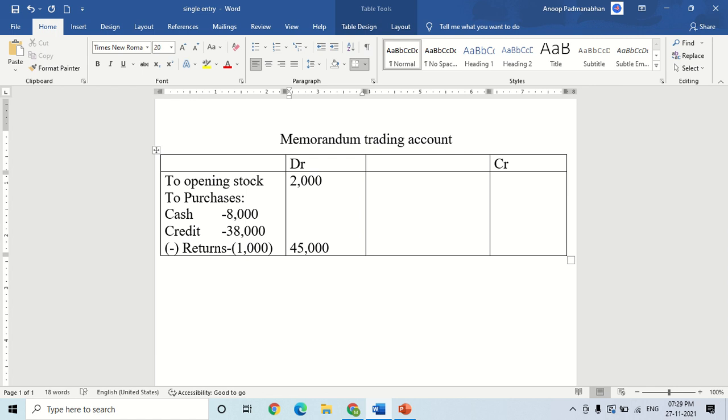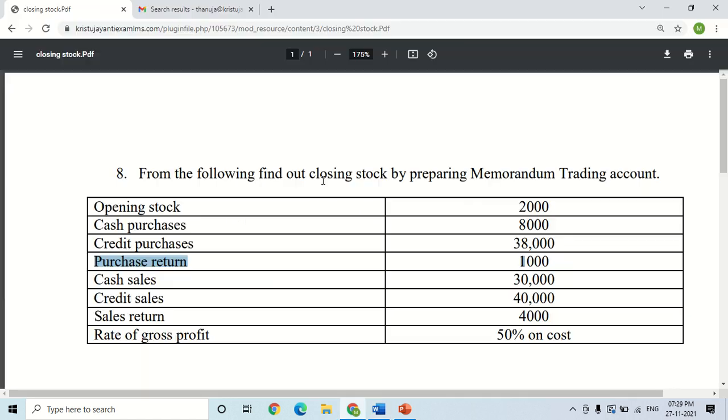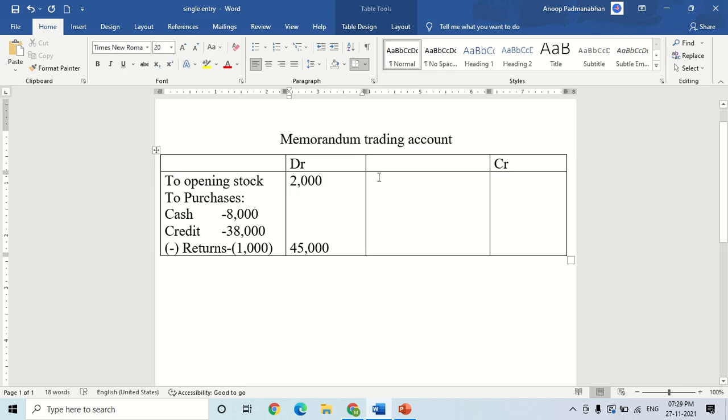Now we will see the next item in the question, that is sales. We have two types of sales, cash as well as credit sales. Cash sales amount is 30,000 and credit sales amount is 40,000. Sales is an income for us, right? We will receive the money when we sell something. So I will give a common heading, sales. Under that I will divide it and write cash sales, which is 30,000, and credit sales is given as 40,000.